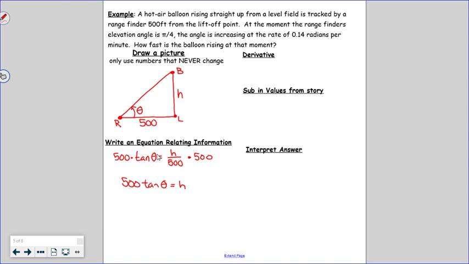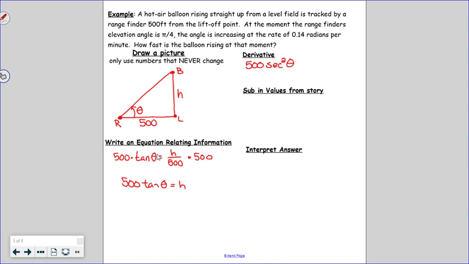So let's talk about how to do that. Let's look at this first side. 500 is just a constant multiplier, so it'll just be a constant multiplier of our derivative. What is the derivative of tangent? Secant squared. This is a chain rule because the inside variable is theta, which is not time. And so then we have to follow it up.